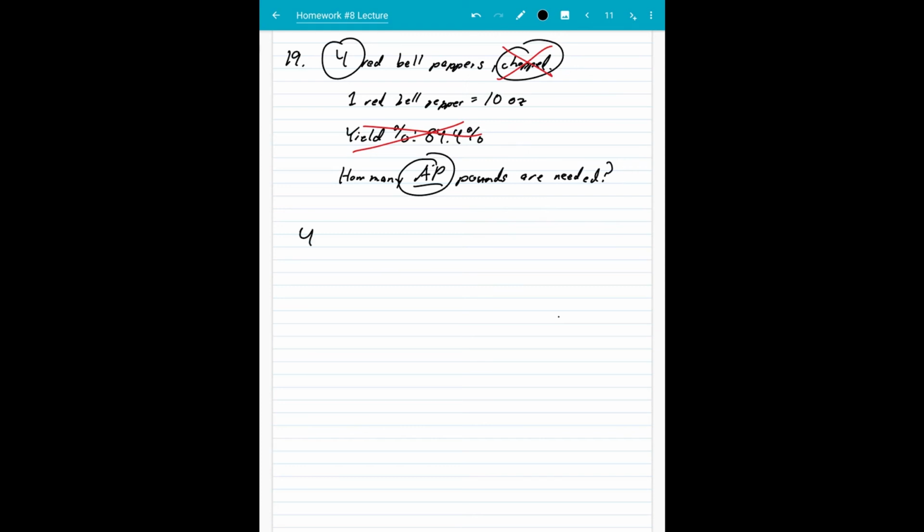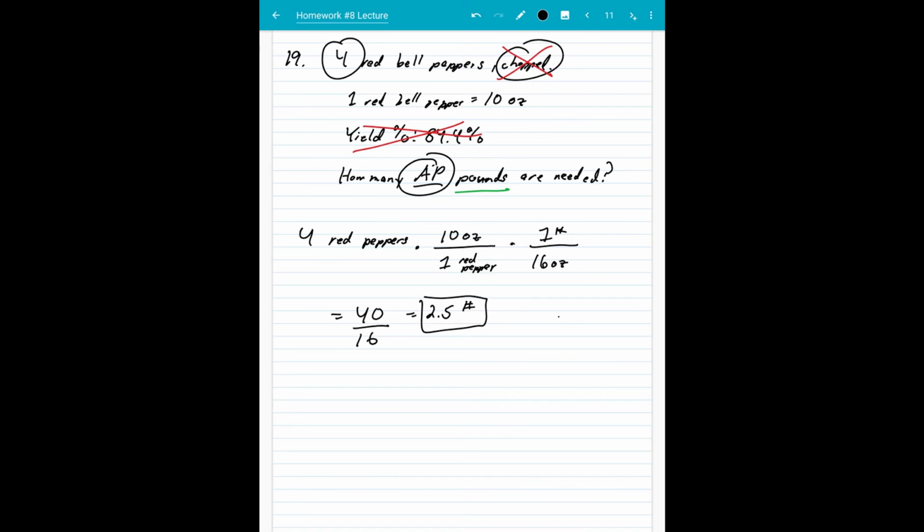So if there are 4 red peppers, we just need to multiply that by a ratio: 10 ounces per 1 red pepper. And then it's asking for how many pounds. Remember, it's asking for pounds, so we need to convert that to pounds. If you multiply everything out, that's 40 divided by 16, and that gives us 2.5 pounds. 2.5 pounds of red bell peppers is needed.